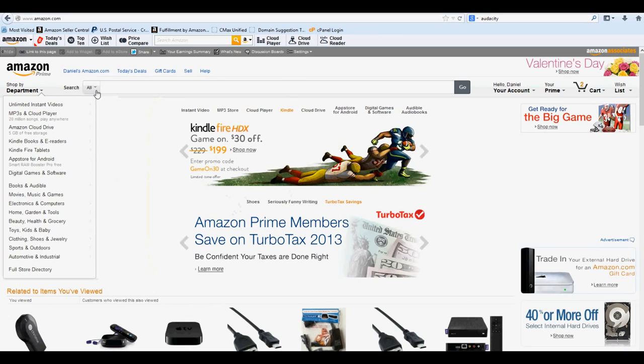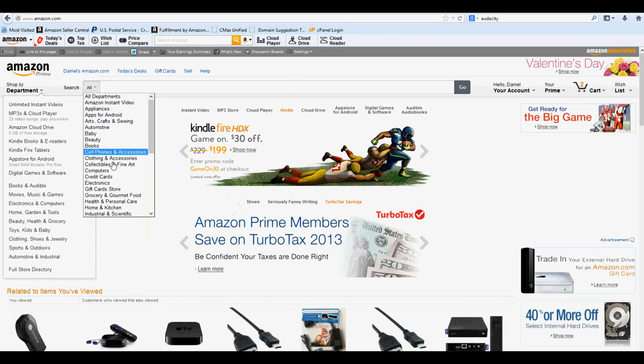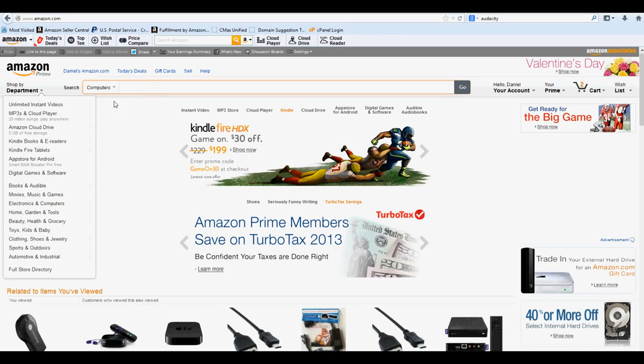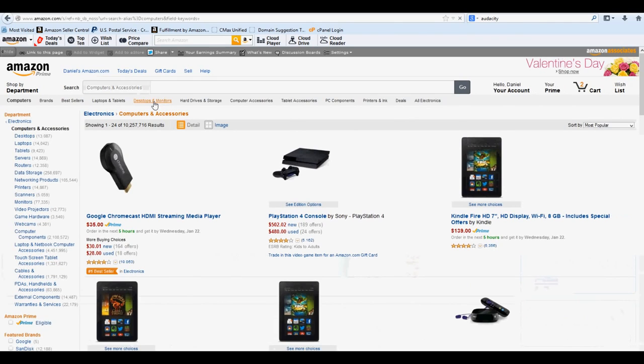So let's look at Amazon.com here, starting out. Let's go to a broad category like computers. If you go to computers and you put your cursor in here, don't enter a search term and just simply hit enter. You will see a number here showing 1 through 24 of 10,257,716 results. Now that tells you basically how many products are in this category. Now there's going to be some duplicates and some other things going on, but essentially that's an estimate of the number of products in computers and accessories.